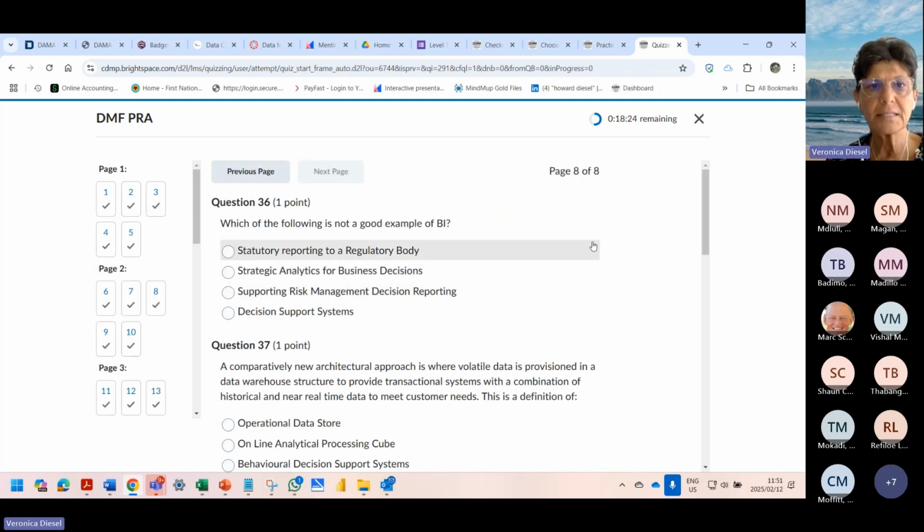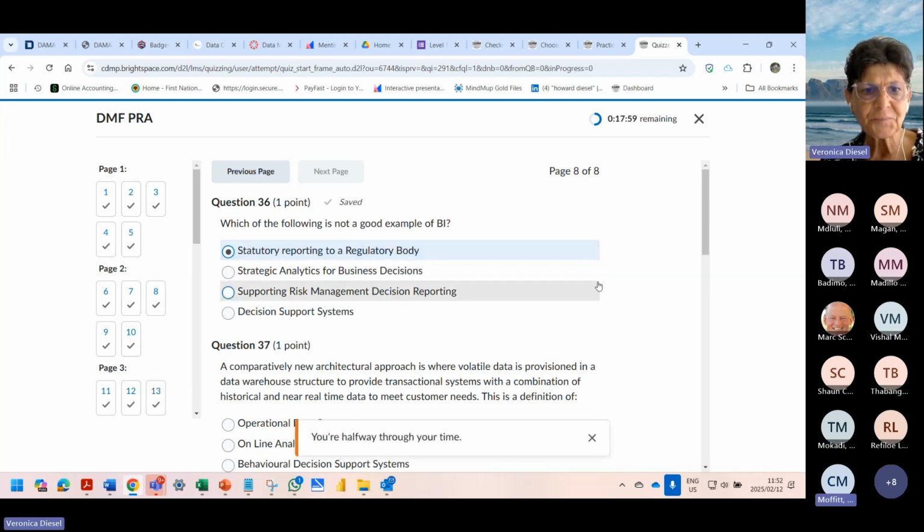Which of the following is not a good example of BI? When they have not in questions, they should have NOT in capital letters. Those are the ones where you've got to find the one that doesn't fit. Is it the first one? Yeah, the first one's got nothing to do with decisions.